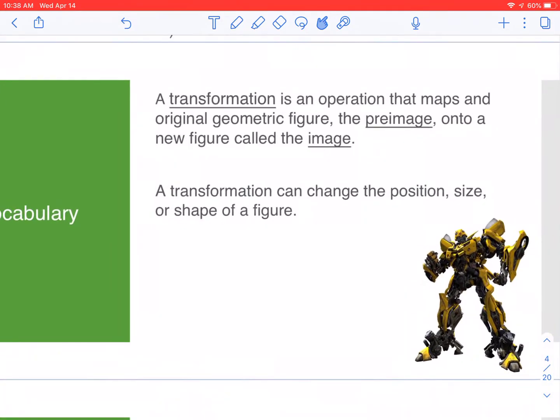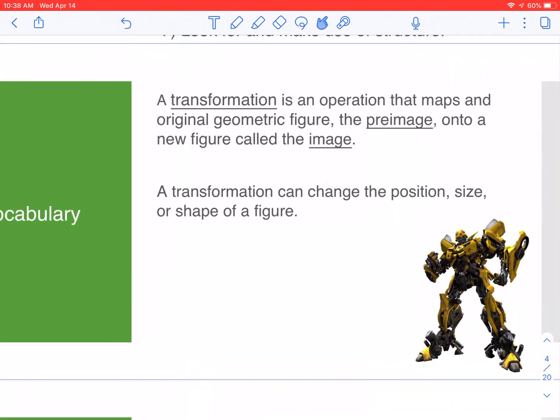All right, we're going to be talking about transformations, not transformers as we see Bumblebee down there. A transformation is an operation that maps an original figure, the pre-image, onto a new figure called the image. So basically, we're going to be drawing a shape on a graph, and then we're going to be changing that shape on the graph.